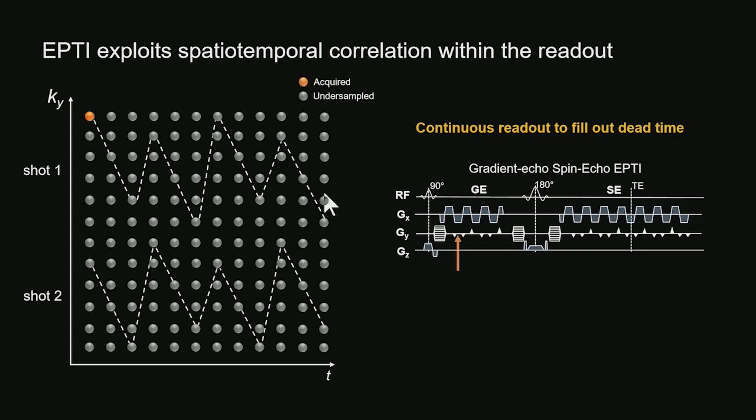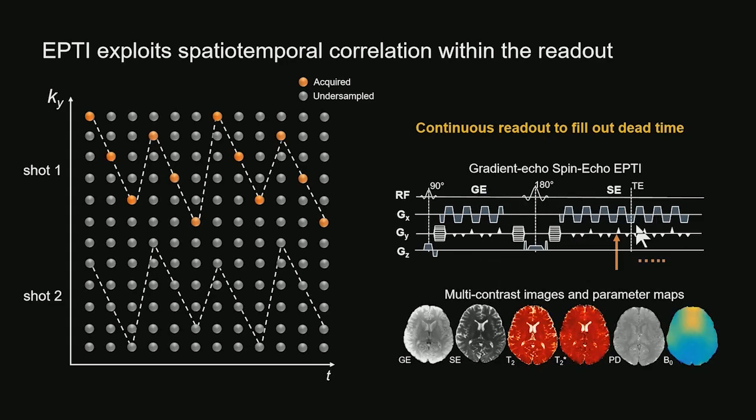So this is how we can play out this trajectory in the sequence. We can plug in the continuous readout to fill any dead time in the sequence to be very efficient, as well as plug into any contrast sequences to get multi-contrast images and potentially also parameter maps as well.